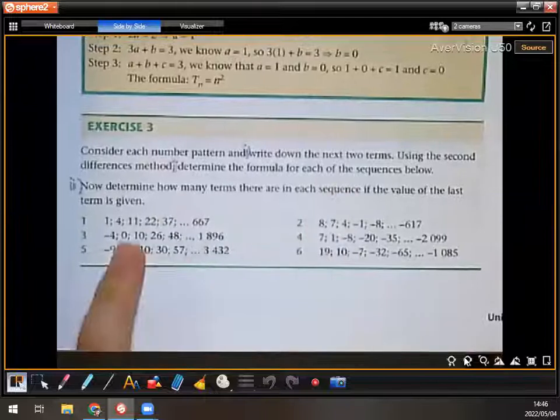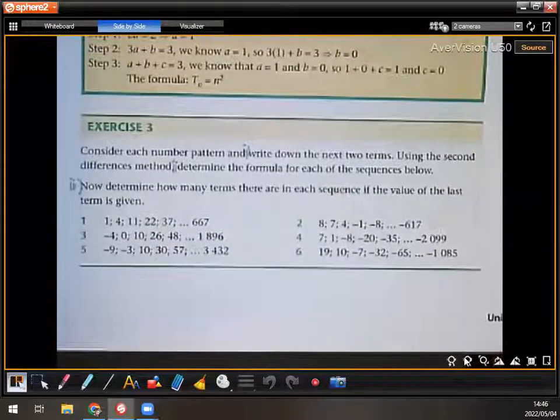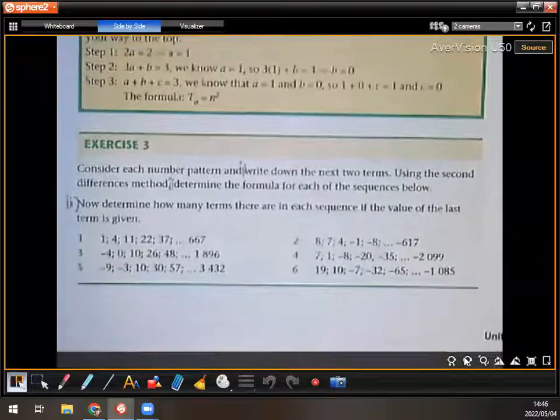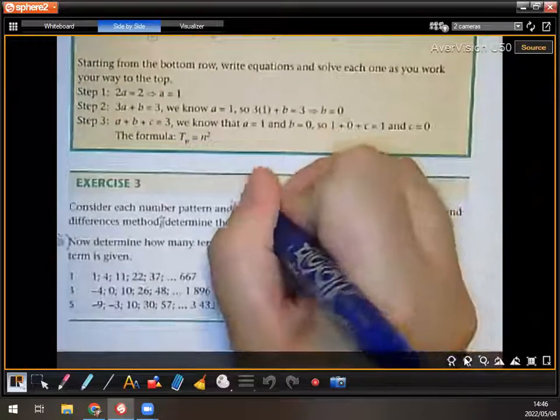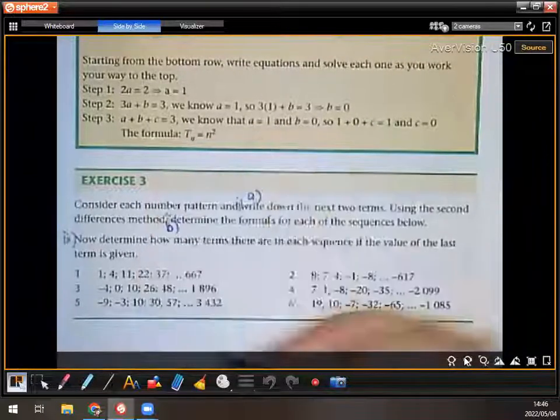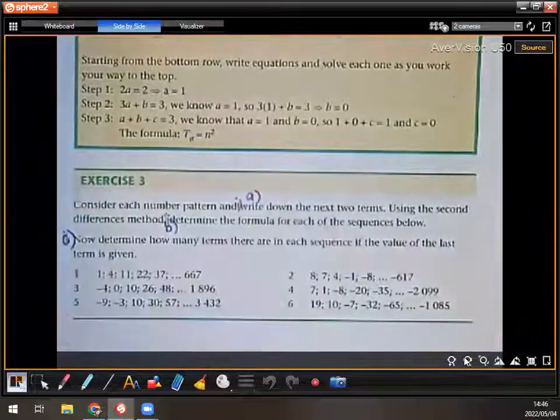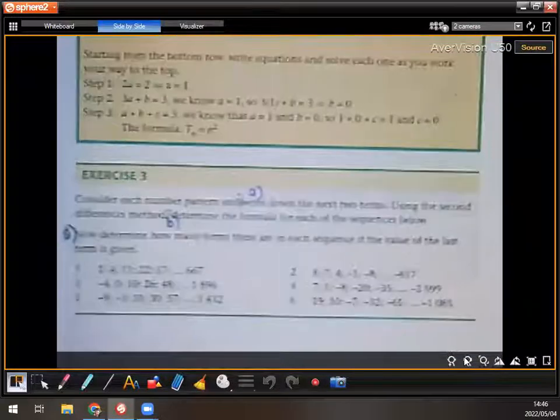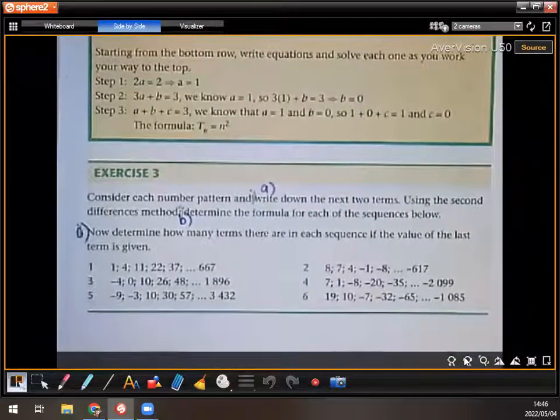Okay, you're doing 1, 2, and 3, guys. So you're going to do 1A, 1B, 1C. Does that make sense? Can we do A, B, and C? I prefer A, B, and C instead of these 1, 2, and 3 things. So I'm going to write here, this would be A: write down the next 2 terms. B is then determine the formula, and C is then determine how many terms there are. Okay, 1 ABC, 2 ABC, 3 ABC.